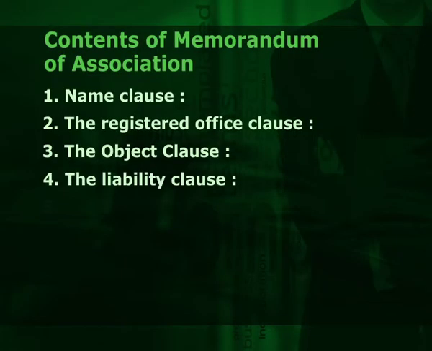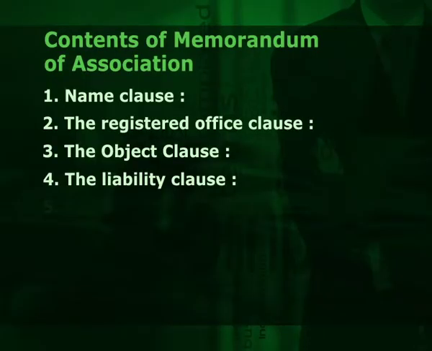Fourth, the liability clause. It is a clause which states the nature of the liability of the members. In case of a company limited by shares, the liability extends only to the amount unpaid on the shares taken. In case of a company limited by guarantee, the members are liable only to the extent of the amount undertaken to be contributed by them to the assets of the company in the event of its being wound up.